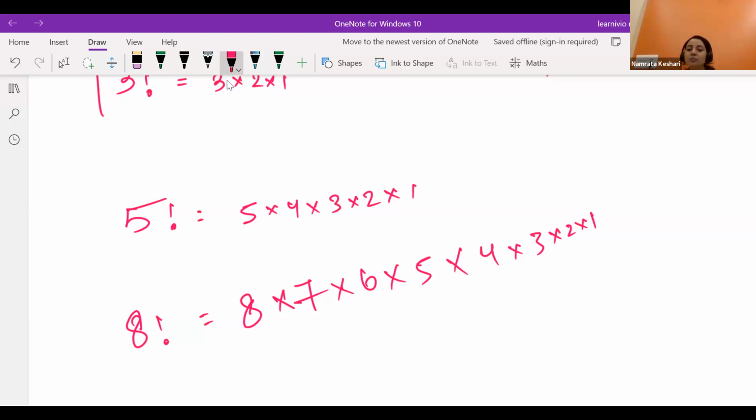Getting it? What does it mean? Factorial means what? Yes, ma'am. Okay. So from now, let's see a few questions.